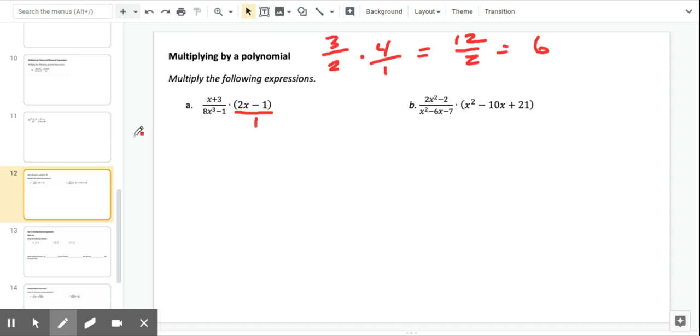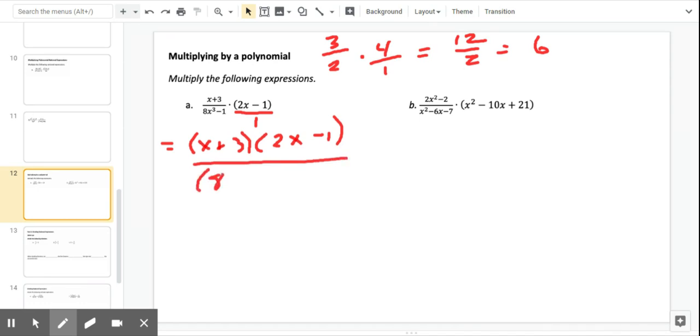So you multiply the numerators. So we've got x plus 3, 2x minus 1, and then multiply the denominators. 8x cubed minus 1 times 1. You don't need to write the times 1, but if you want to, you can. And then we factor. So the numerator, we can't factor that at all. X plus 3 can't do anything with that. 2x minus 1 can't do anything with that. So I'm just going to rewrite it.